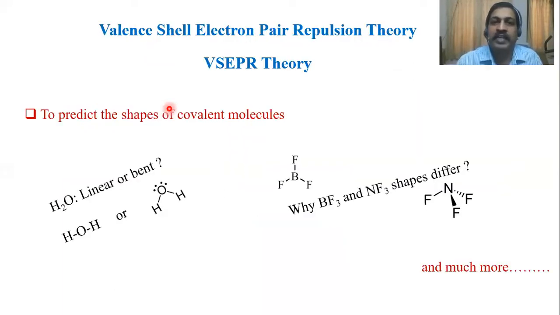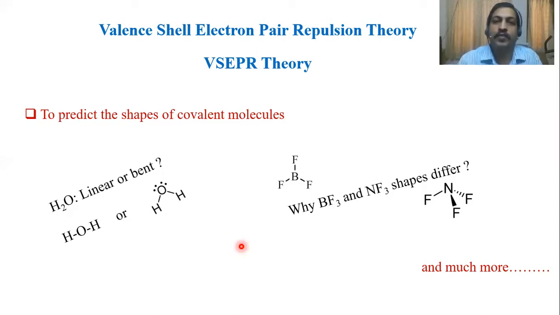VSEPR theory predicts the shapes of covalent molecules. It helps us to answer questions such as whether water molecule is having a linear shape or a bent shape. If it is linear, why? If it is bent, what is the reason? Now, boron trifluoride and nitrogen trifluoride have very similar chemical formulae but very different molecular shapes. What is the reason? A lot of such questions can be answered using VSEPR theory.